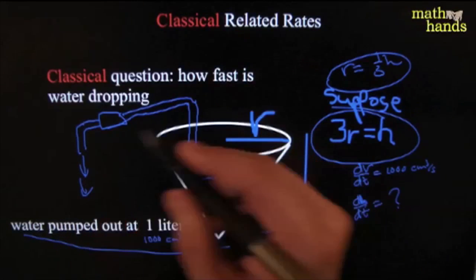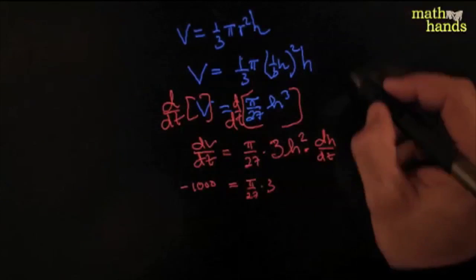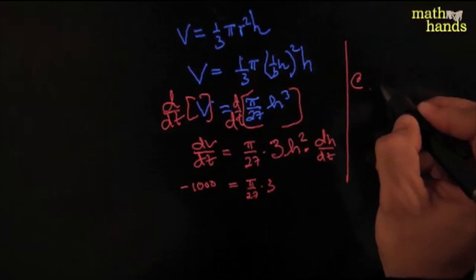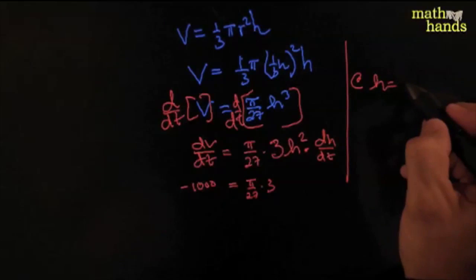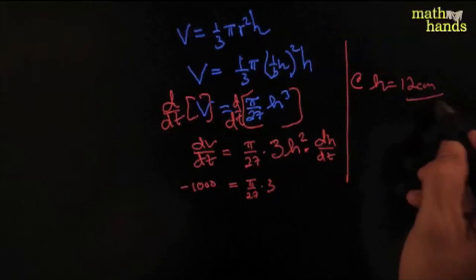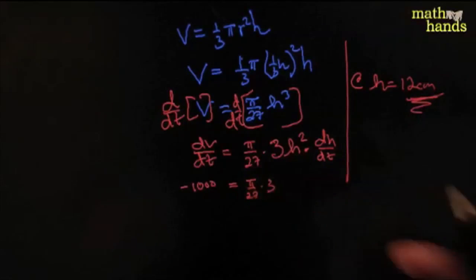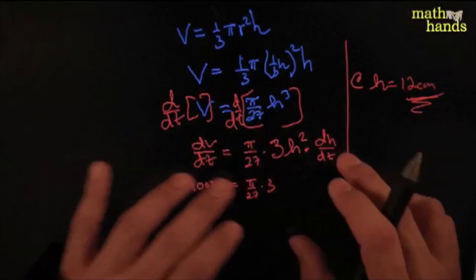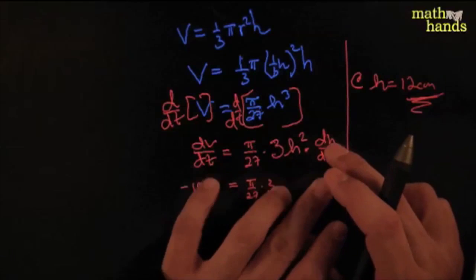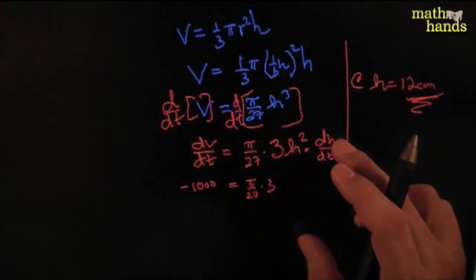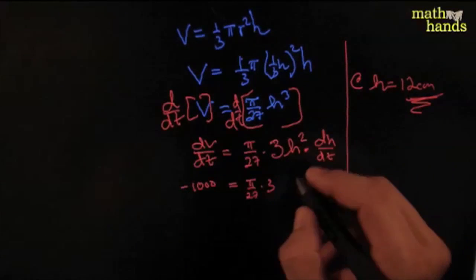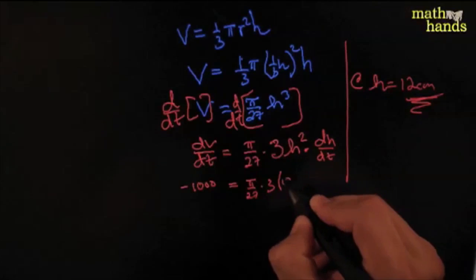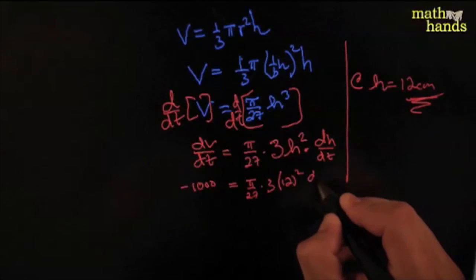So let's give it an actual number. Just for this example, let's say this will be given in the problem: h is equal to 12 centimeters. That's got to be given. Otherwise, it stays there as a variable. You'll have to say it depends on what height, because dh/dt will be changing differently depending on the value of h. So let's say it's 12 centimeters. So this would be 3 times 12 squared, times dh/dt.